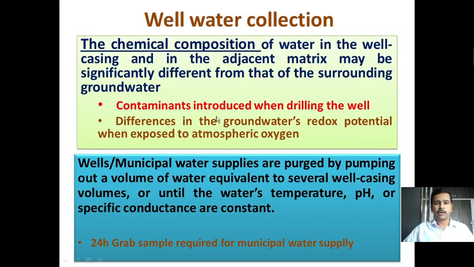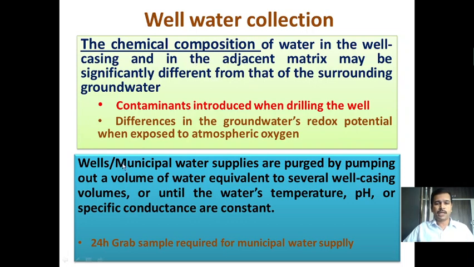Number one is contaminants introduced when drilling the borewell, and number two is the differences in the groundwater's redox potential when exposed to atmospheric oxygen. Water exposure to atmospheric oxygen is very important. Groundwater samples are not exposed to atmospheric oxygen for a long time because they are present in the ground. So when you bring them to the surface, they are definitely going to be exposed to atmospheric oxygen. Therefore, atmospheric oxygen may oxidize certain species present in the water sample, and the composition may undergo changes.